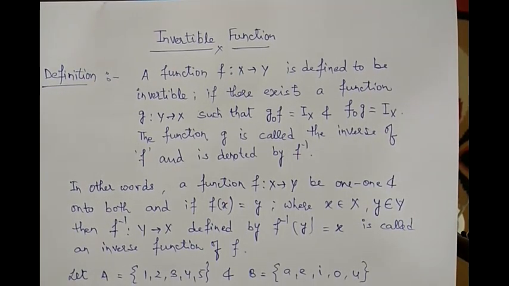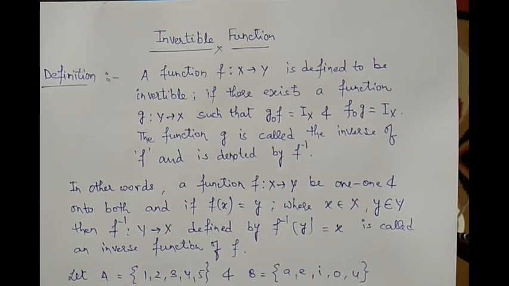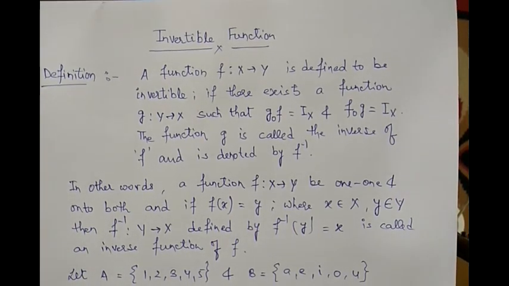In other words, we can say a function f from X to Y, being one-one and onto both, and if f(x) is equal to y, where x belongs to X and y belongs to Y, then f inverse from Y to X, defined by f inverse of y is equal to x, is called an inverse function of f.